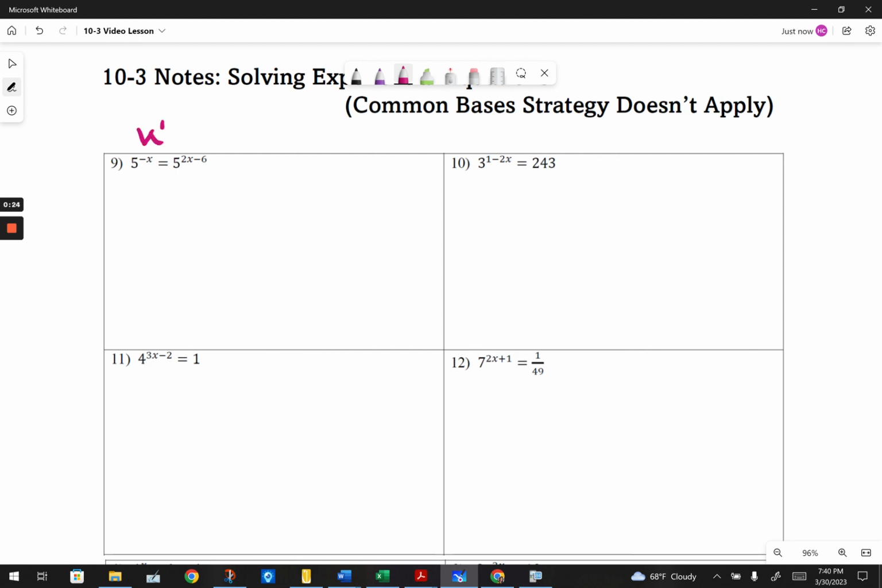I am going to mark these 4 problems as warm-up problems because they look like problems that you saw in section 10.2. So would you please work on 9, 10, 11, and 12, solve for x, and you are going to use the strategy of finding common bases. Pause the video and complete these 4, and when you are done, return.